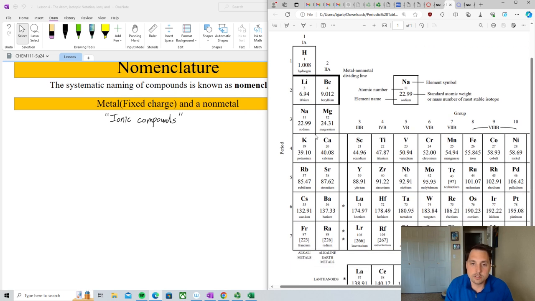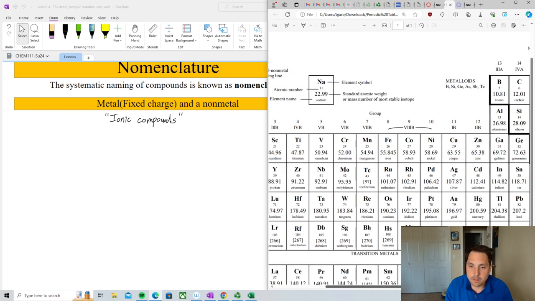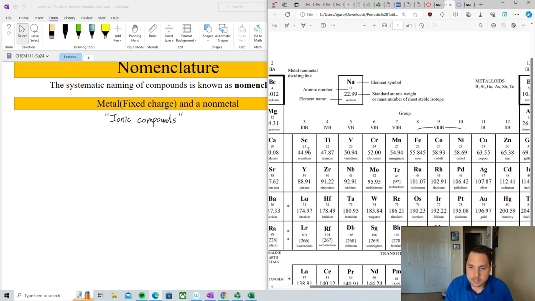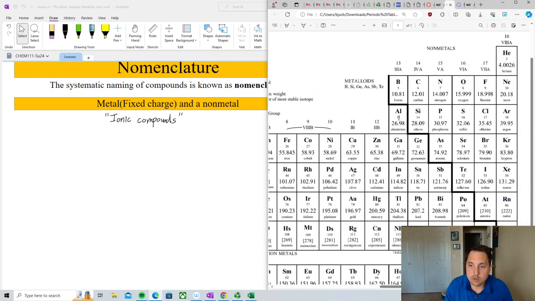So what we're referring to here are any compounds that are made up of lithium through francium, beryllium through radium, and then there are some other metals that are fixed charge in this transition metal block, but there's not too many that are fixed charge. Some of them are silver and zinc. And I'm trying to think of a couple more, maybe scandium and yttrium. And then there's a couple other metals that are worth noting. Aluminum, it is a fixed charge as well. Maybe gallium as well.